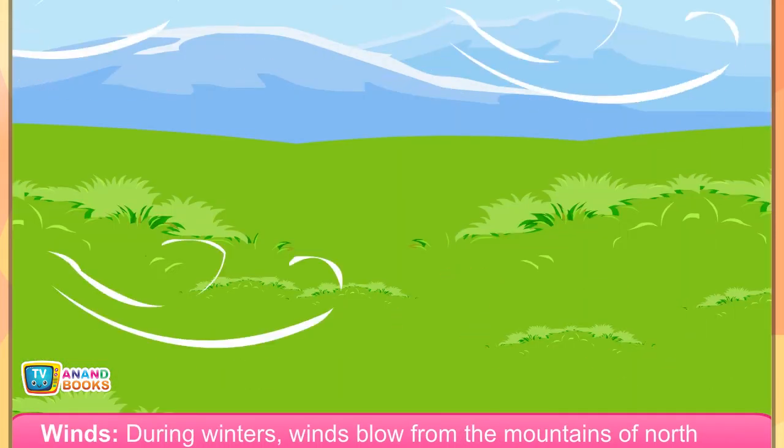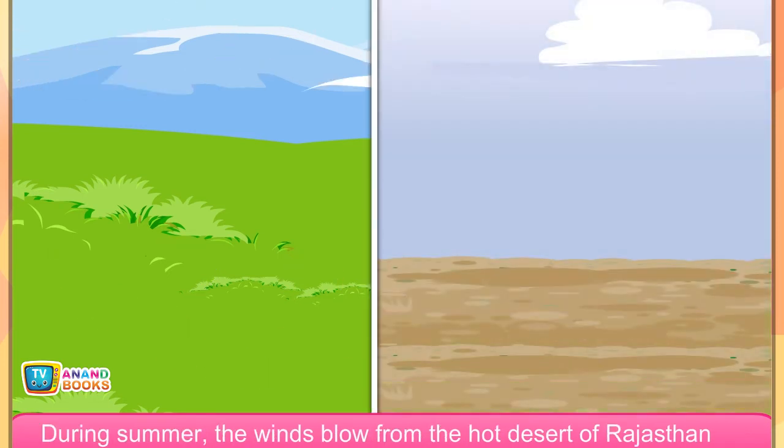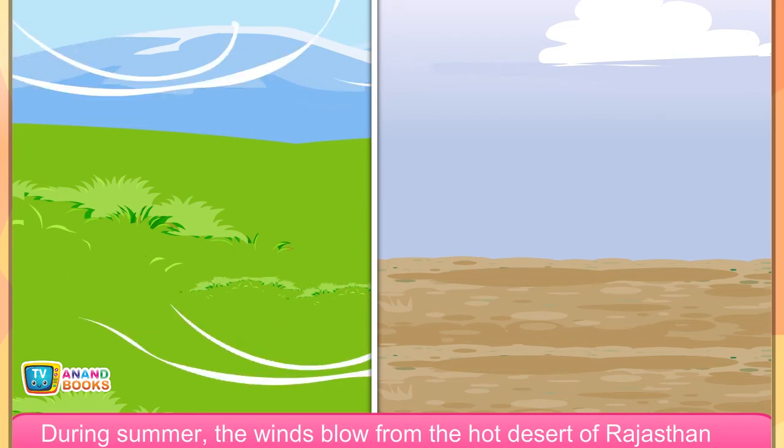Winds. During winters, wind blows from the mountains of North India towards the northern plains. The plains become very cold. During summer, the winds blow from the hot desert of Rajasthan towards Delhi, and Delhi becomes very hot.